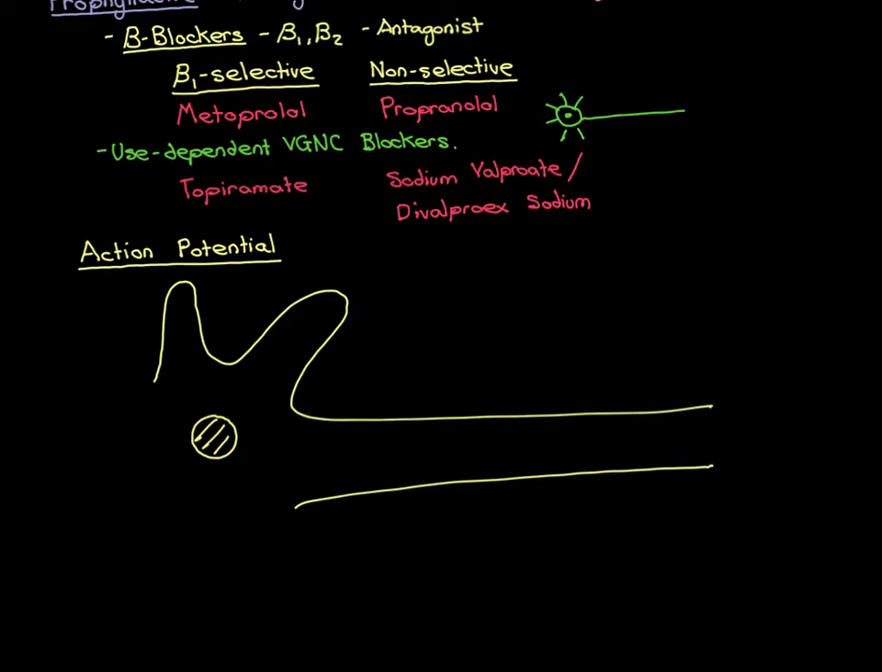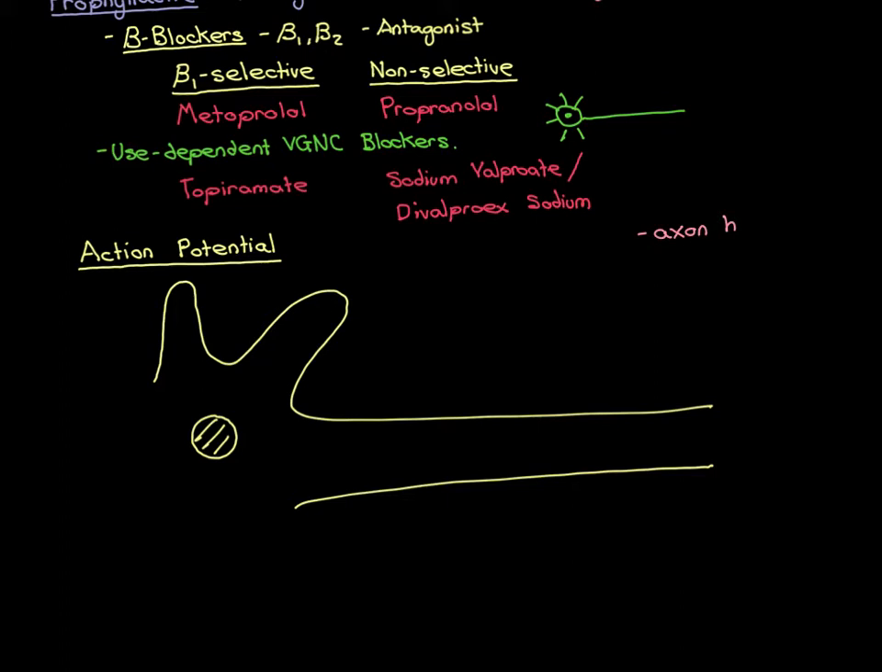Now, remember, the dendrites are going to be collecting stimulatory and excitatory signals for the neuron to fire an action potential, but the action potential doesn't actually begin in the dendrites. It begins at this junction between the axon and the cell body, and that junction has a special name. That is known as the axon hillock.